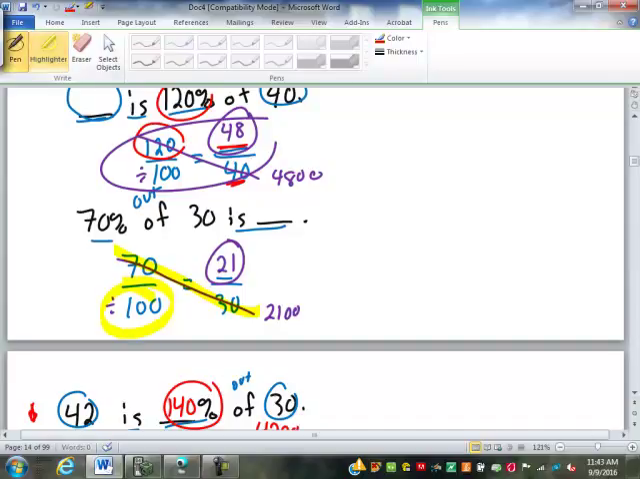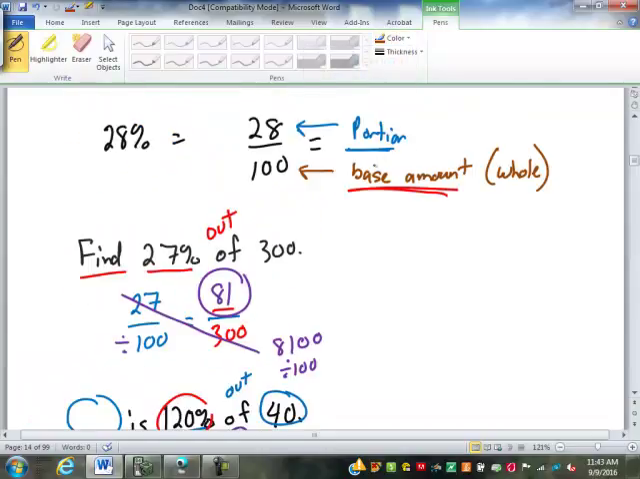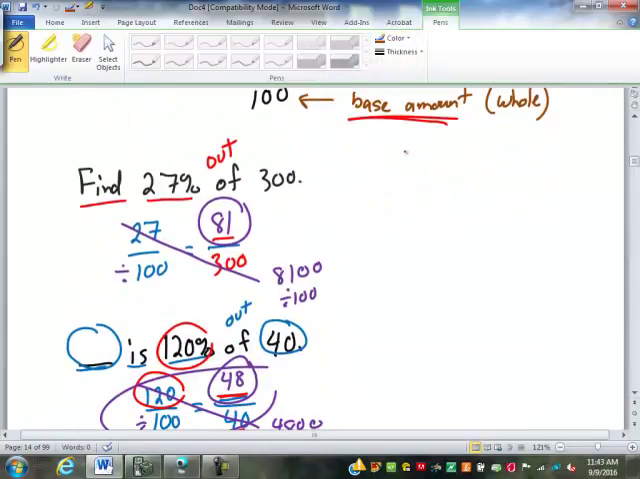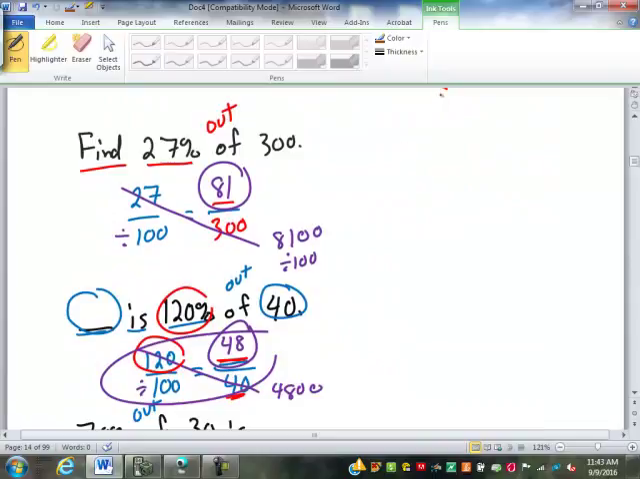There are other methods of working with percents. The second most popular one that many of you might have been taught might have been something called the rate method of percents.